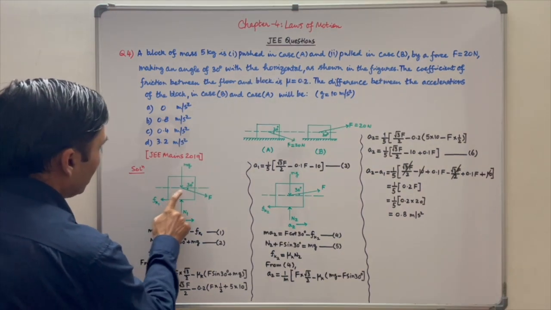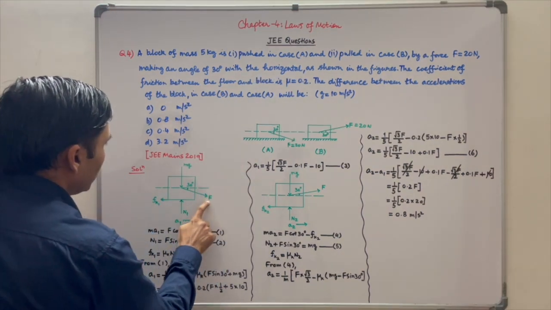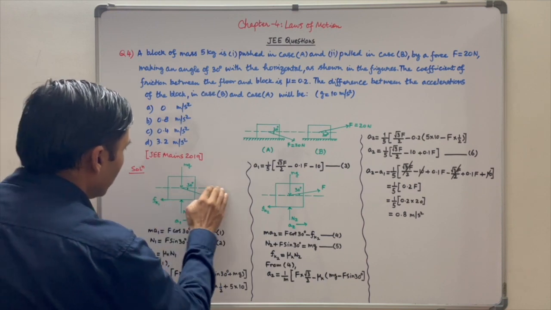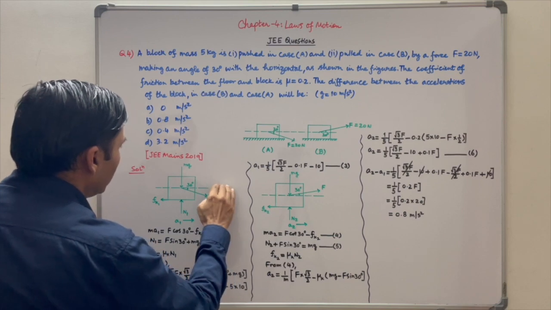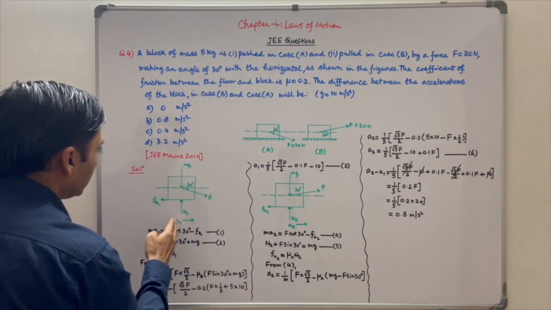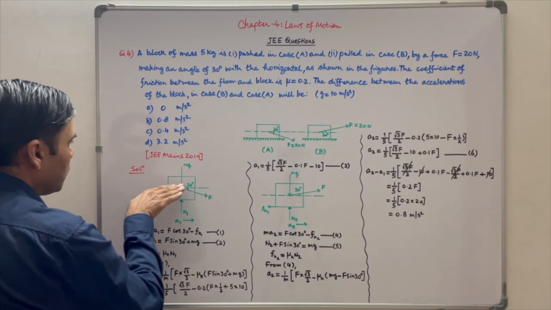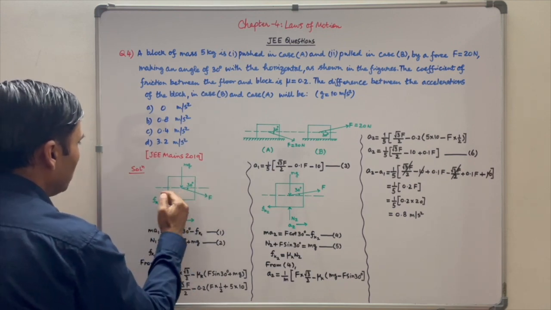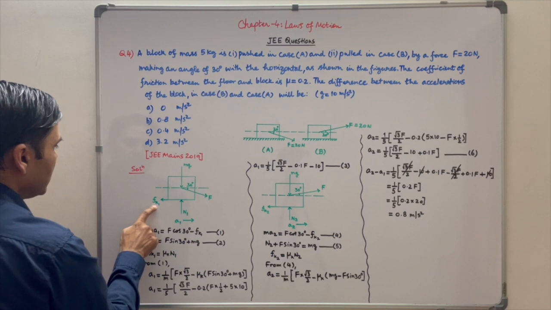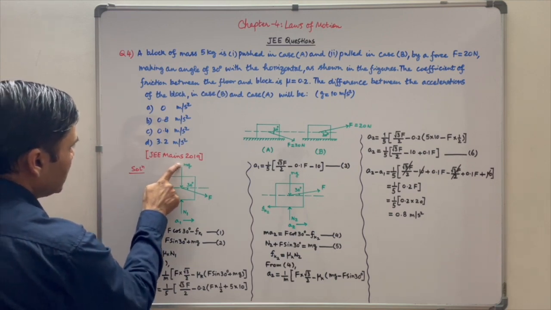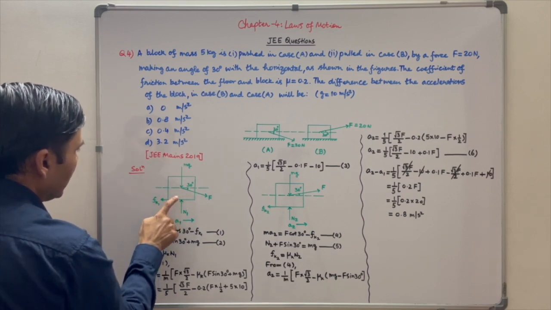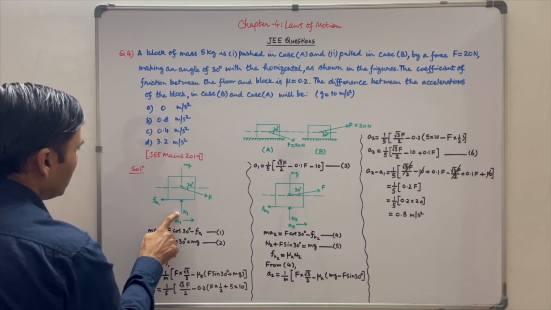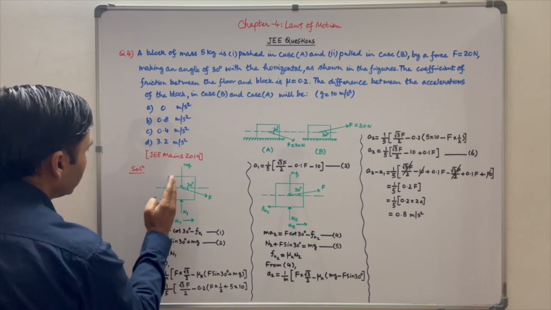This is FBD of the block in case A. We can resolve external force F along horizontal and vertical directions. Its horizontal component will be F cos 30 and vertical component will be F sin 30. Since this block is moving in forward direction, so friction force on it will work in opposite direction. It is represented by Fk1, that is kinetic friction. Weight of this block is mg, that will work vertically downwards at its geometrical center. N1 is normal reaction applied by the floor that will work vertically upwards.